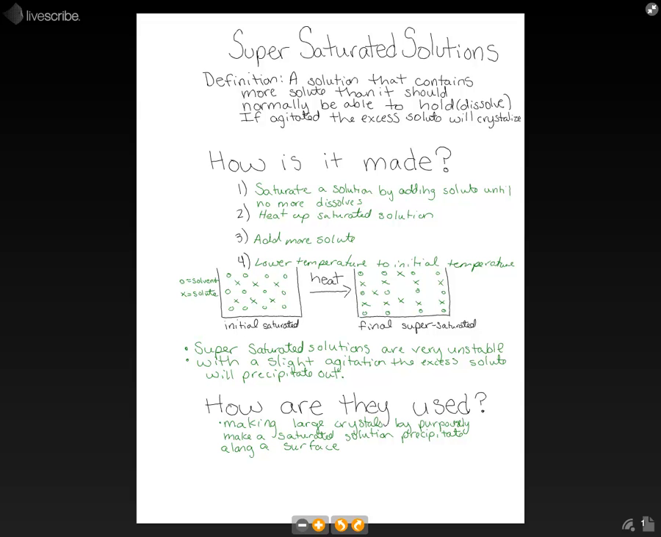One thing that most people are familiar with is rock candy. That's one example of this. Or even large crystals for scientific purposes, for lasers and stuff like that. And that's all about supersaturated solutions.